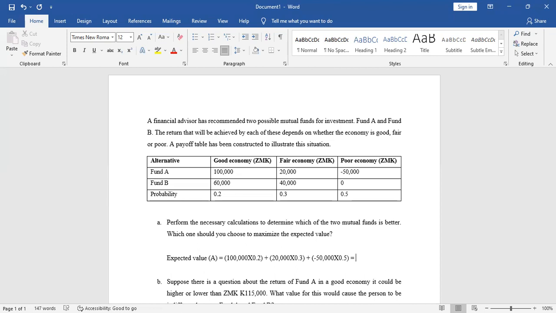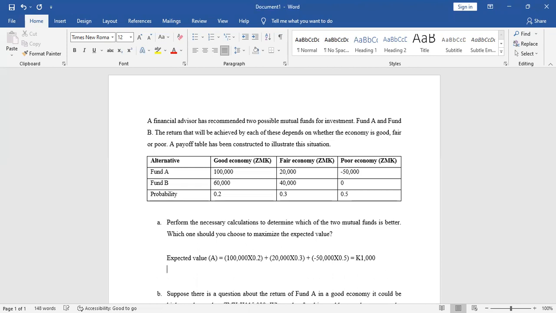I can just compute this straight out on the calculator. Open brackets 100,000 multiplied by 0.2, plus open brackets 20,000 multiplied by 0.3, plus open brackets negative 50,000 multiplied by 0.5. I have 1,000 here, 1,000 kwacha.